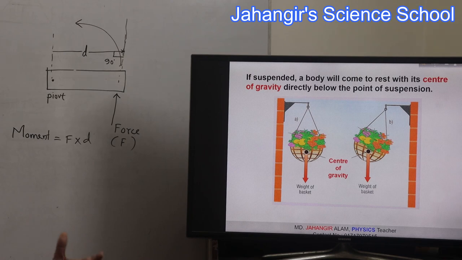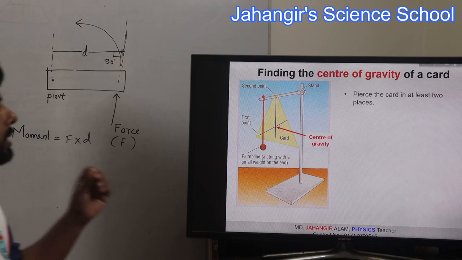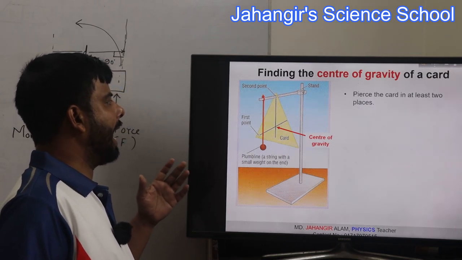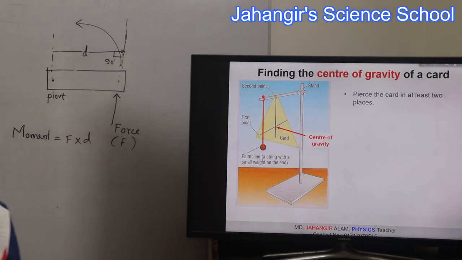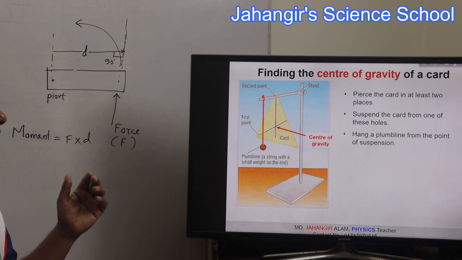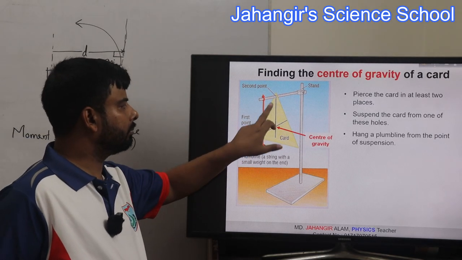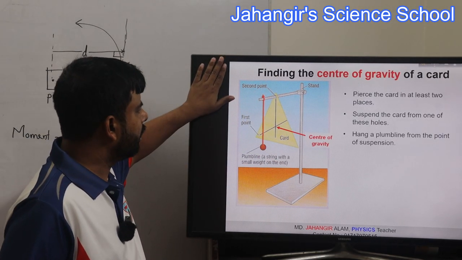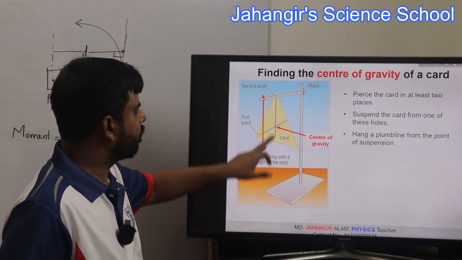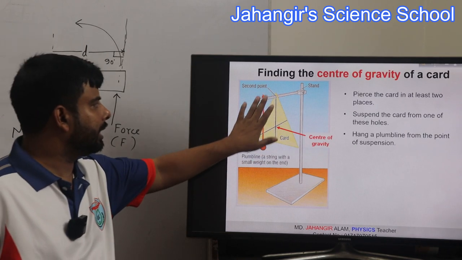We can find out the center of mass of an object by an experiment. Finding the center of gravity of the card. First, make holes in the card at least two places. Suspend the card from one of these holes and hang the plumb line. This one is the plumb line. A plumb line is required to draw the straight line on the lamina body. So this one is the lamina body.